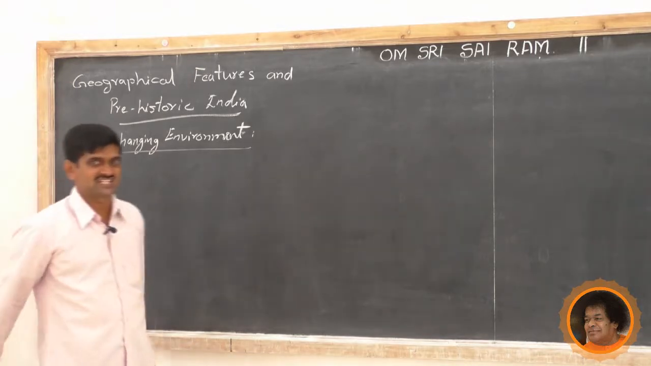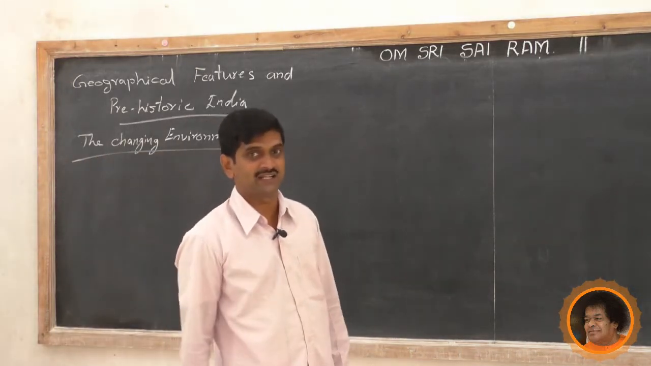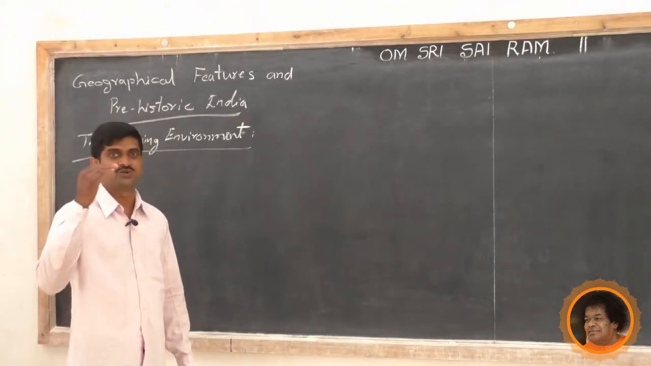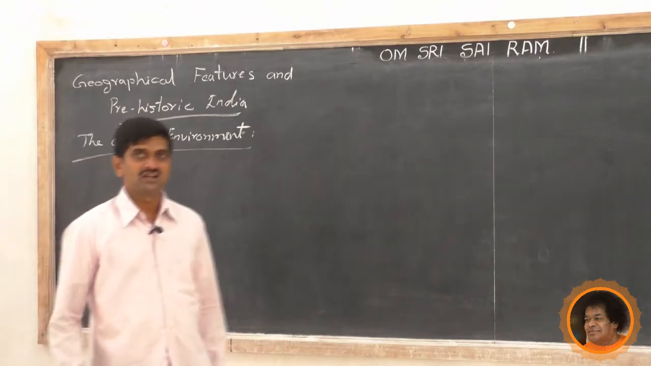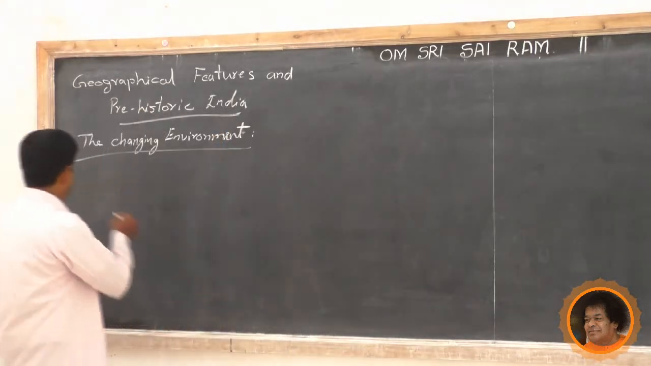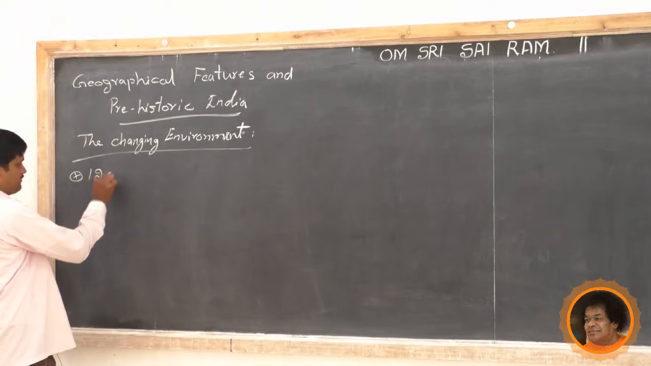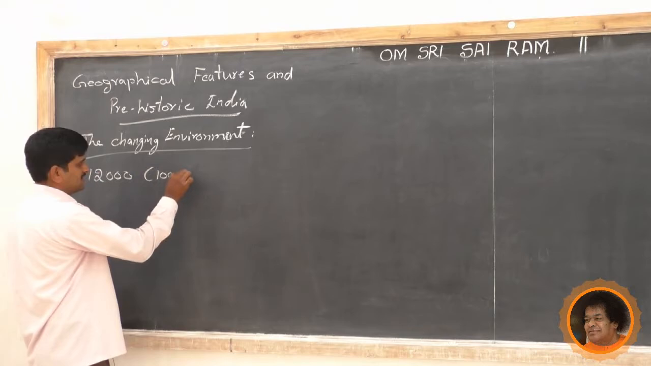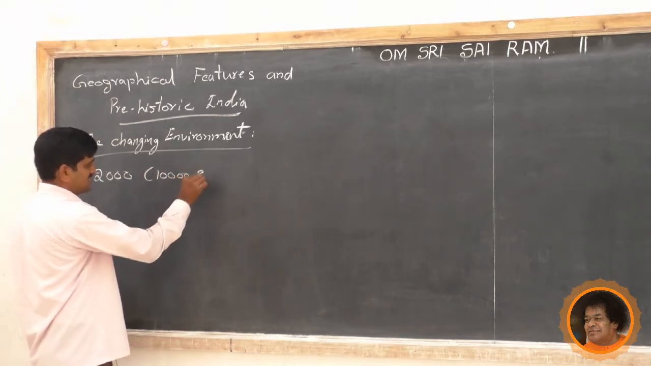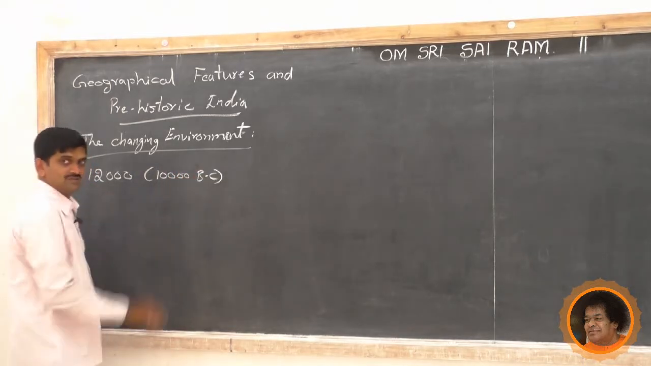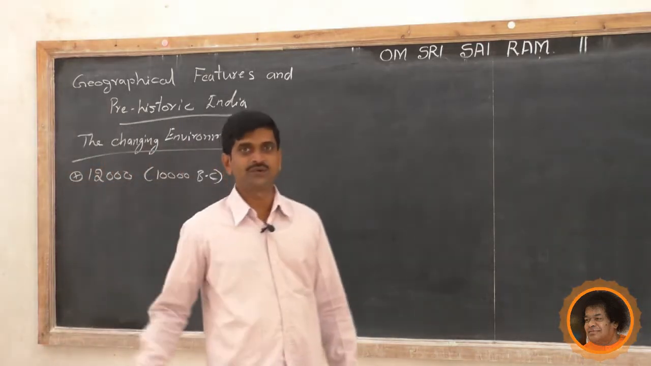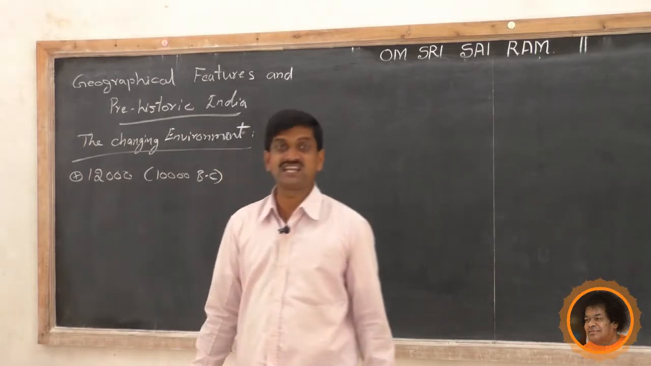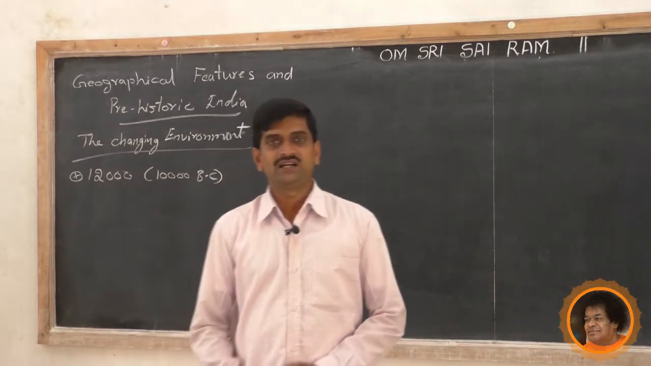So it is said that 12,000 years back a major change started to take place in the environment. 12,000 years back, that means 10,000 BC. 12,000 means 10,000 BC plus AD 2000, so totally 12,000 years back. So changes took place in the environment.